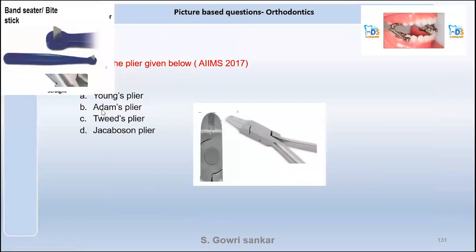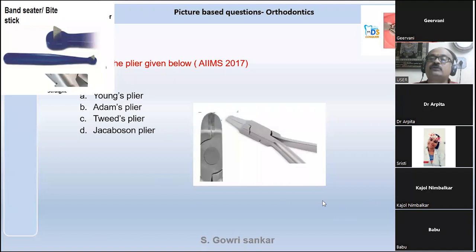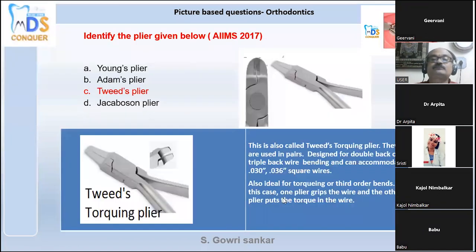So another question you may get. So band seater and band stick. Sorry, it has come here. Oh, I changed it. What is this instrument? Instrument shown here. Yes, it is a Tweed's instrument. So these are things you should get familiar with. Tweed's instrument has two beaks which are flat. The Tweed's plier you use for applying torque. A pair of instruments has to be used, not one, to produce the torque. So this is called the Tweed's torquing plier. Exact name is Tweed's arch forming plier.